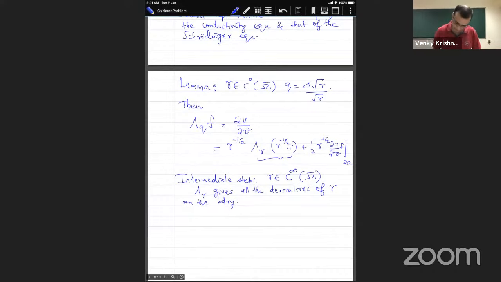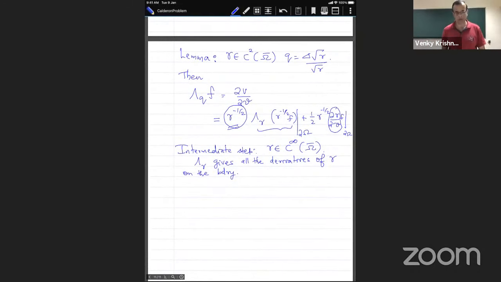So why is this important? Because you see that in order to do this, by the way, this is also restricted on d omega because there is this gamma to the minus half over here. So I need to know gamma on the boundary, and I also need to know d gamma/d nu on the boundary. So both pieces of information are required. If you start with C infinity conductivities, then Lambda_gamma actually gives the derivatives of gamma on the boundary.